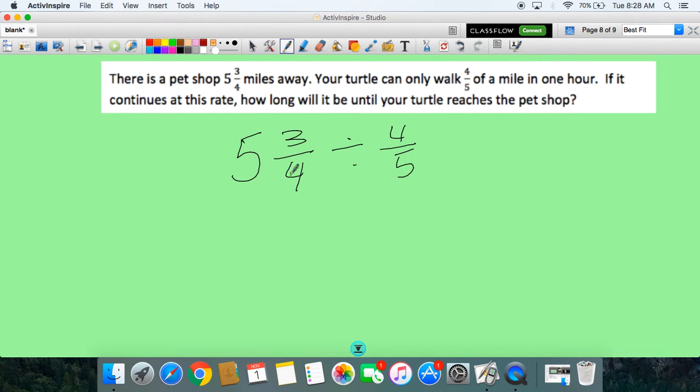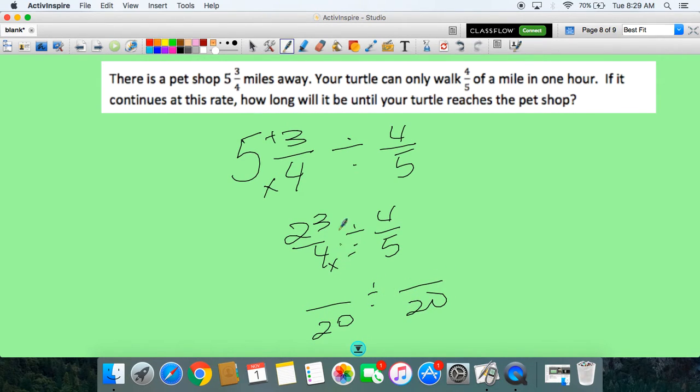Let's change to 20. 4 times 5 is 20. 23 over 4 divided by 4/5. LCM is 20, so we change both of them to 20. This is a times 5, so times 5 on top. 5 times 3 is 15, carry the 1, 10, you got 115. This is a times 4, 16. So as a fraction, it becomes 115 over 16. Cross and cross, right? Remember?